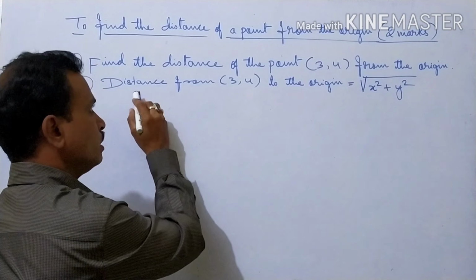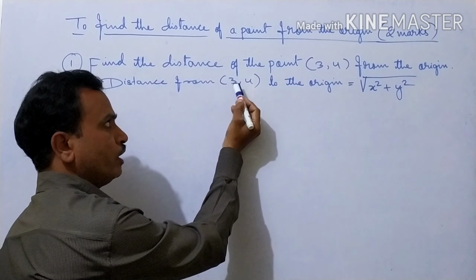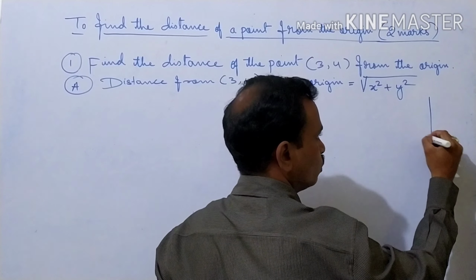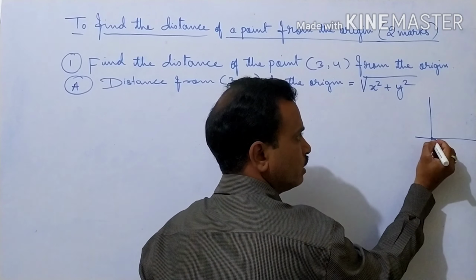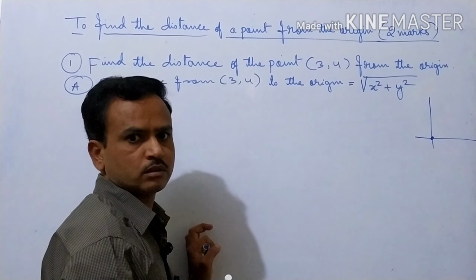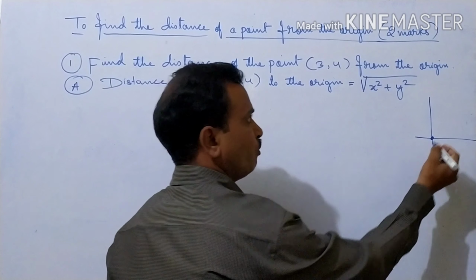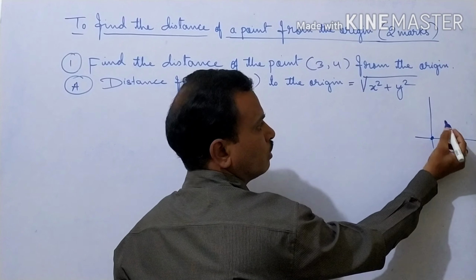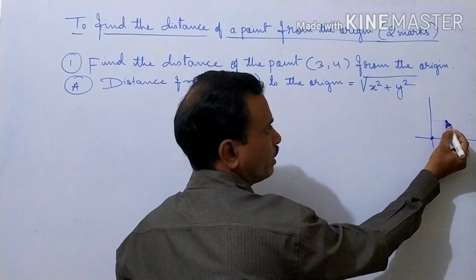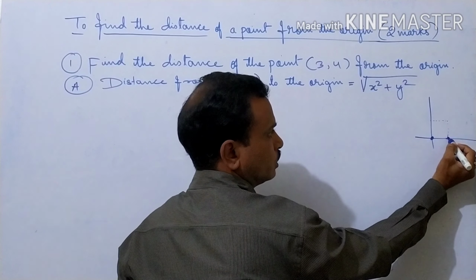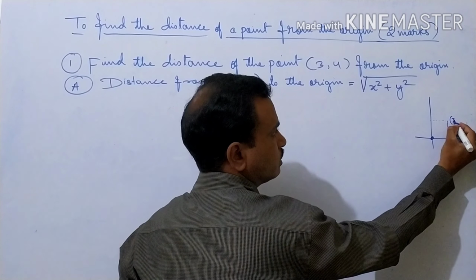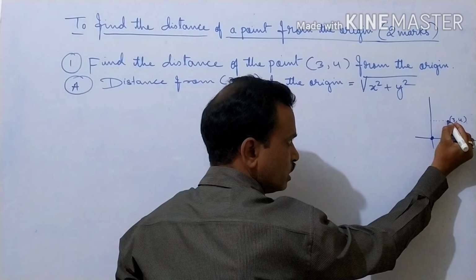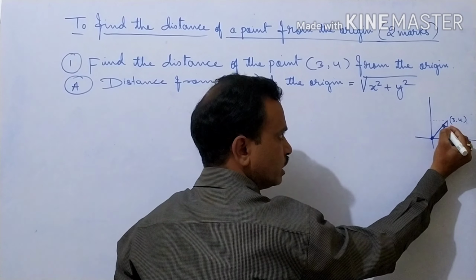Solution: distance from point (3, 4) to the origin. Origin means, you know, this is the y coordinate, this one is the x coordinate, and this point is said to be the origin. You should find the distance. Here (3, 4) is given. 3 means the x coordinate, and 4 means the y coordinate. That point comes here somewhere, (3, 4). Now we should find the distance from this point to the origin.